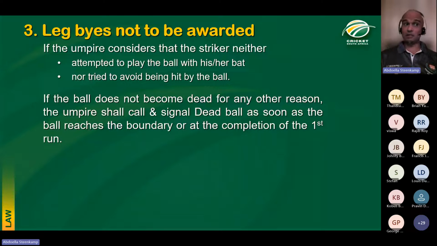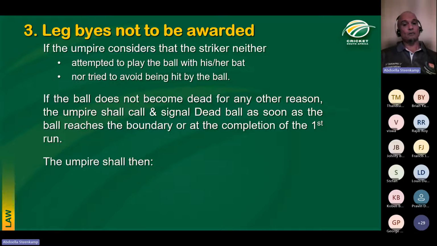Because while they're still busy with that first run, the law gives the fielding side the opportunity to still try to run out either of the batters. So the ball is still alive in that first run. You only call and signal dead ball if, let's say, the ball goes over the boundary. Then you call and signal dead ball. Or once they've completed the first run, not the second or third, the first run, if they completed it, then you call and signal dead ball.